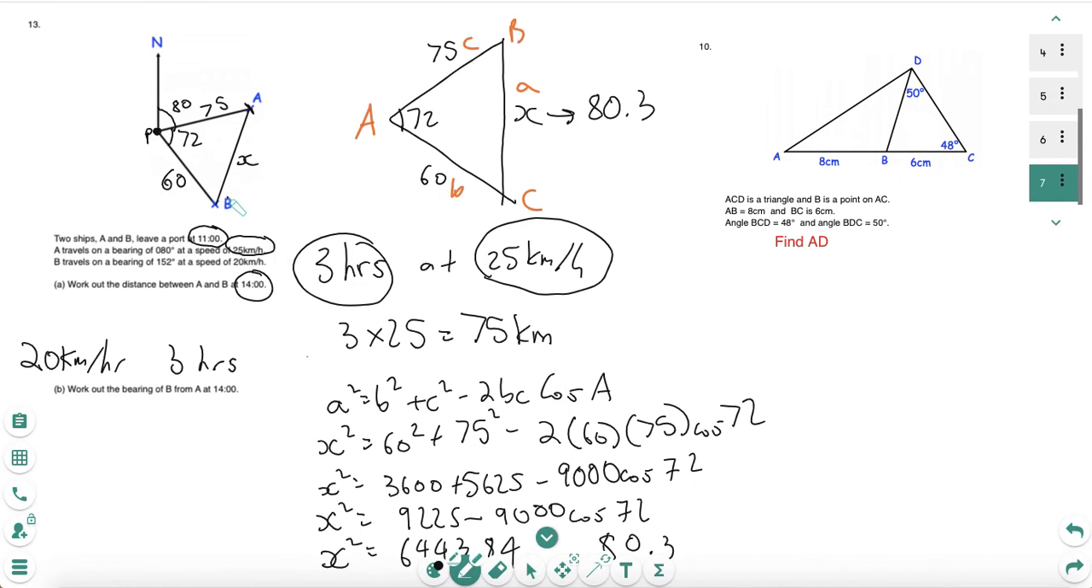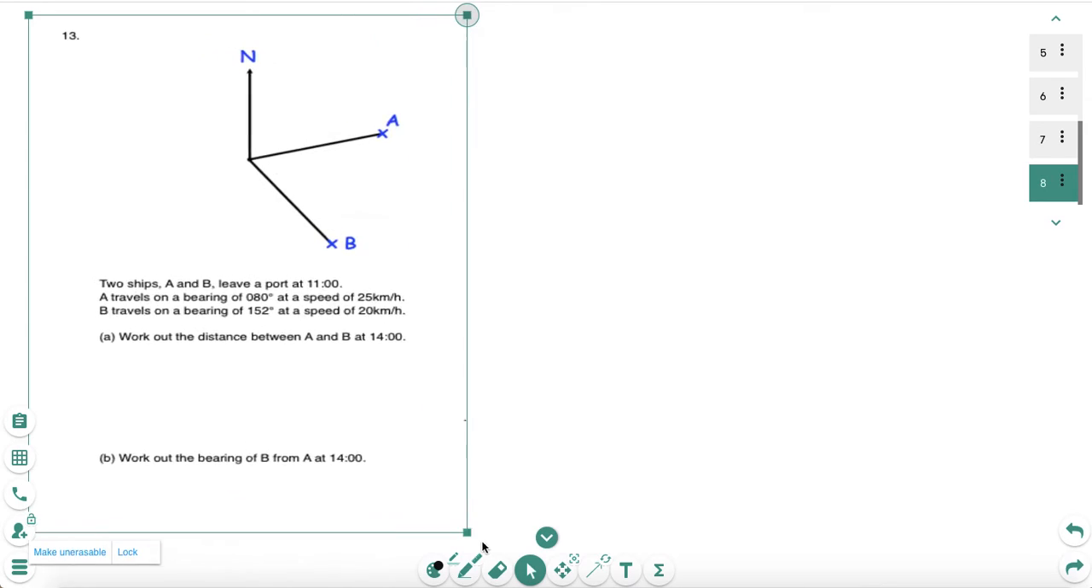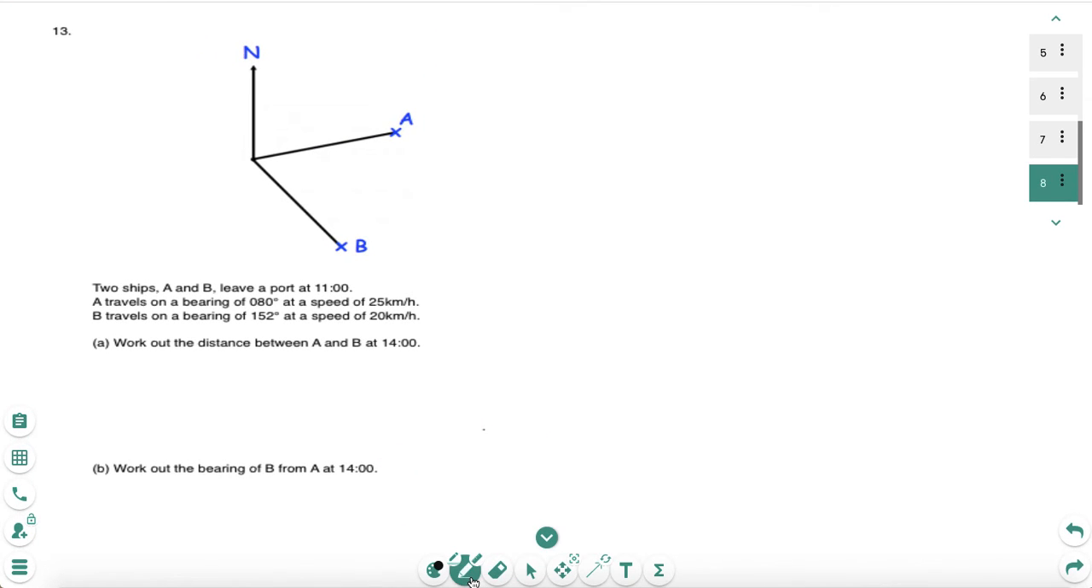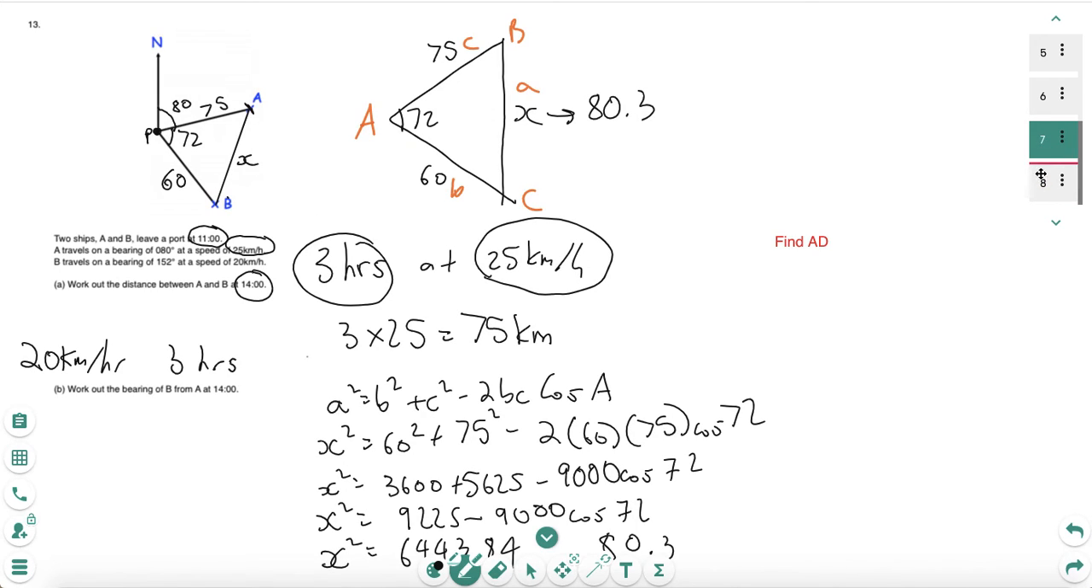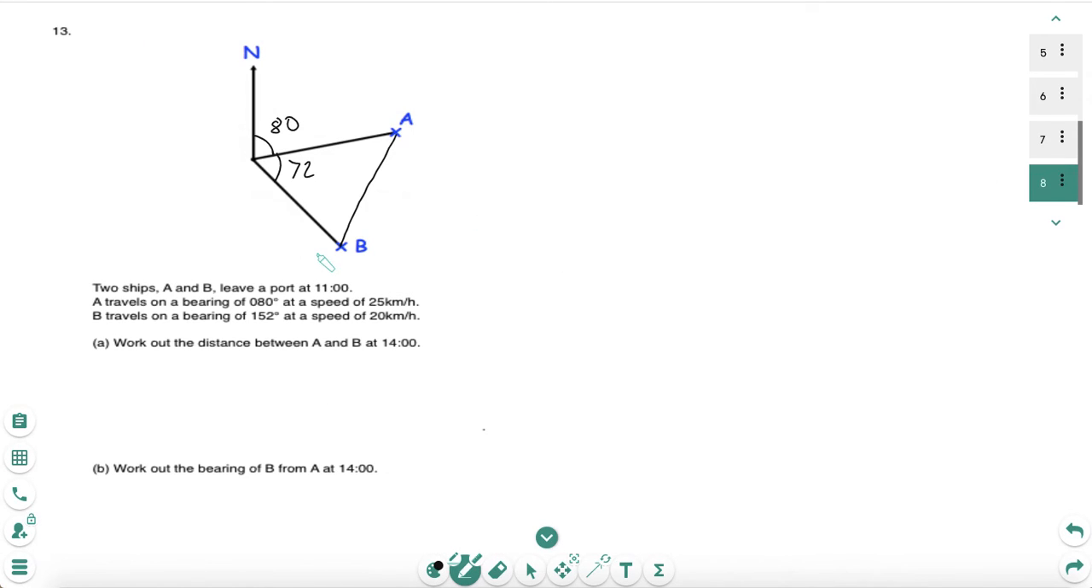Let's do part 2 of this question on the next page, and let's make it bigger as well. So this was 80 degrees. This angle here was 152. So therefore, the remaining section must have been 72. This line here we found out was 80.3. 25 kilometers per hour for 3 hours gives us a total distance of 75. 20 kilometers per hour for 3 hours gives us a total distance of 60.